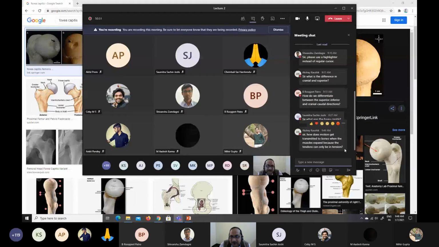Anything else? Akshay Kaushik asks how motion gets transmitted to bones when the muscle expands, because tendons can only be in tension. See, all these anatomical elements, like muscle, ligament, tendon, they all act in tension. They cannot act in compression. It's like a cable. They are tension elements.